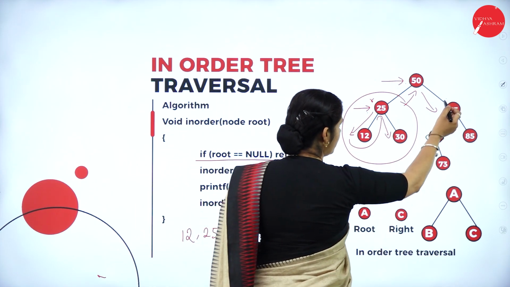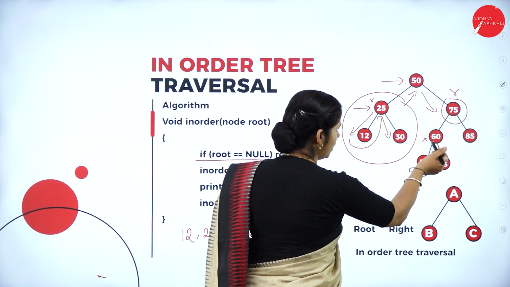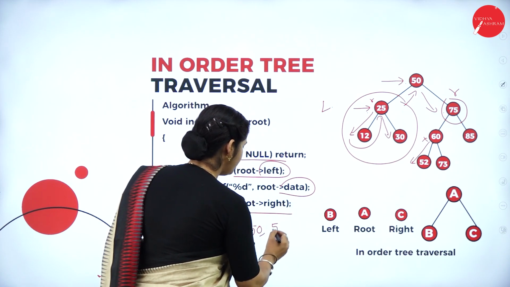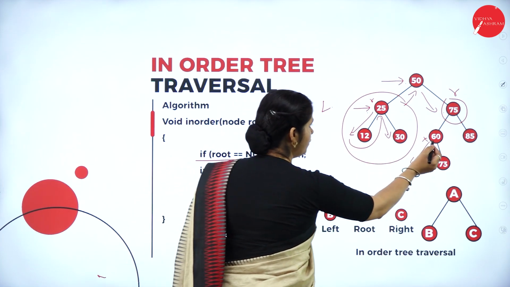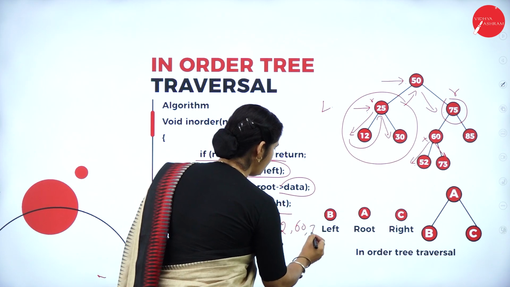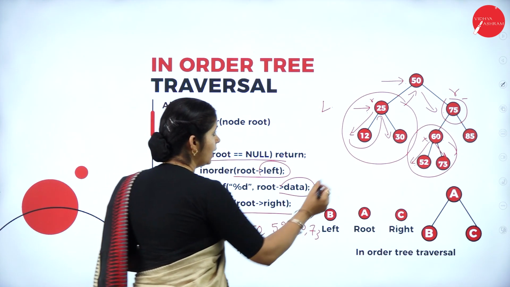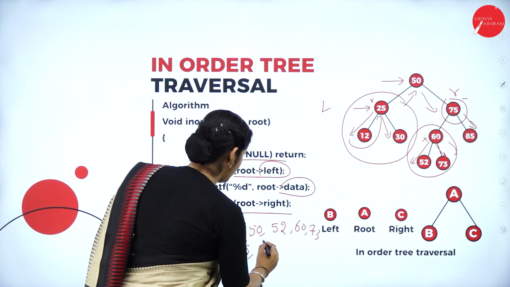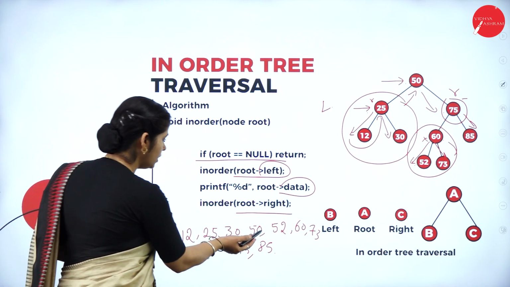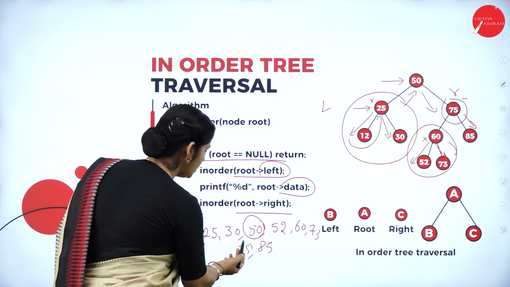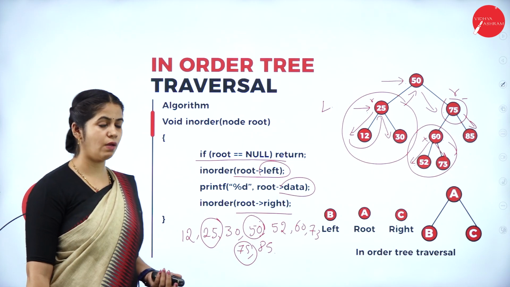If we are moving towards the right, this will become a root now. Once this becomes a root, we have to move towards the left, not printing yet. Moving towards the left, we are printing 52. We are visiting 52. Then we are visiting 60. Then after visiting 60, we are visiting 73. We have done with the left part. Then print the root, that is 75. And then print the right part of the tree, that is 85. Okay, so this is the in-order tree traversal. You can see the root is in the middle. Right? So this is the in-order tree traversal algorithm.